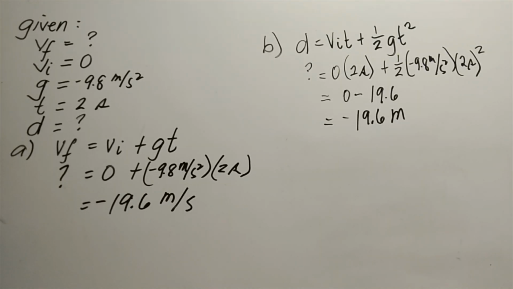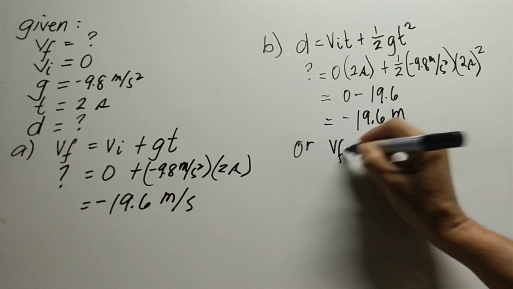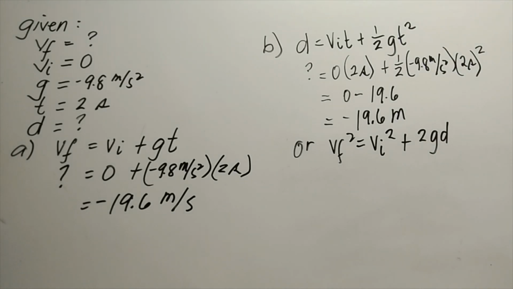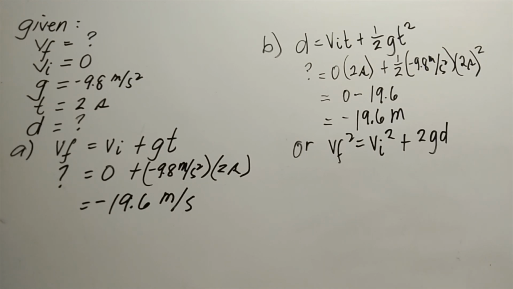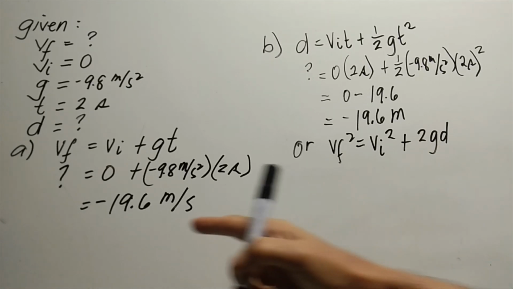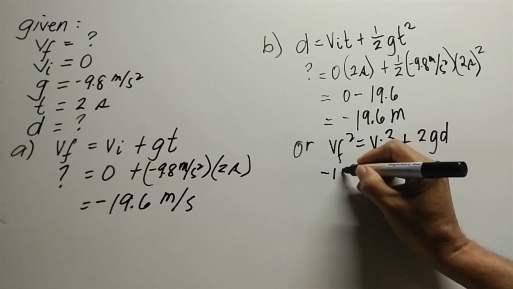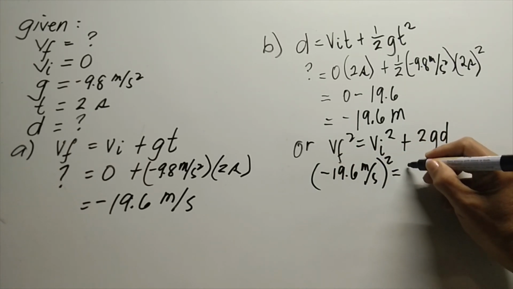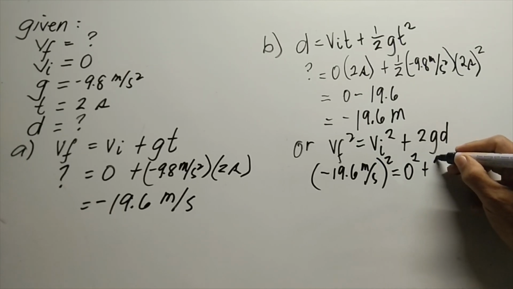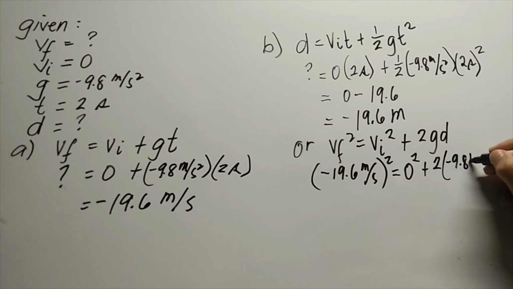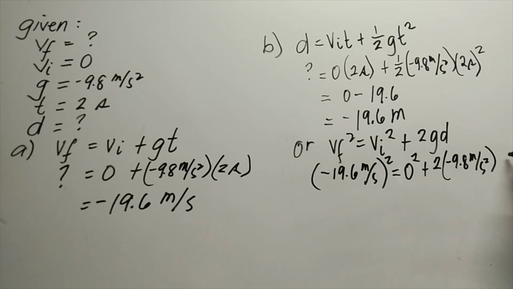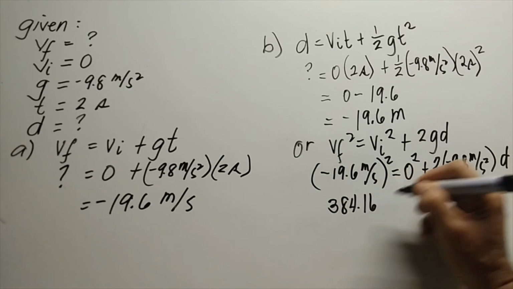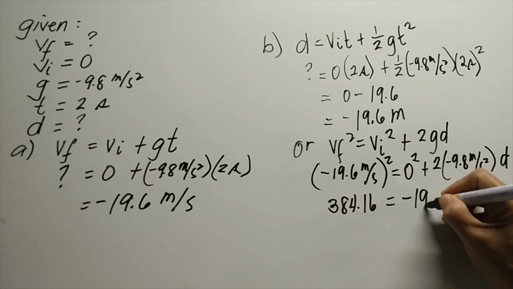We can also answer this question using the formula Vf squared is equal to Vi squared plus 2Gd, wherein we substitute all the values in the formula. So for the final velocity, we'll be using the one that we have just calculated. So negative 19.6 meters per second squared is equal to the initial velocity 0 squared plus 2 times 9.8 meters per second squared times d, the unknown. Okay, so this will become 384.16 is equal to negative 19.6 d.